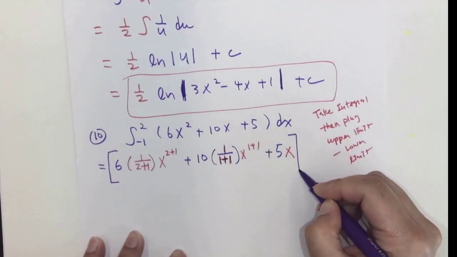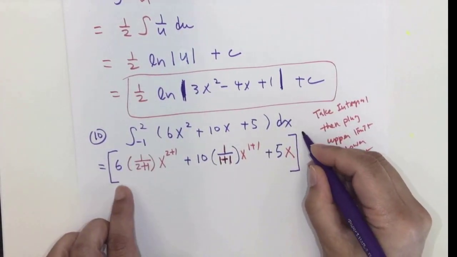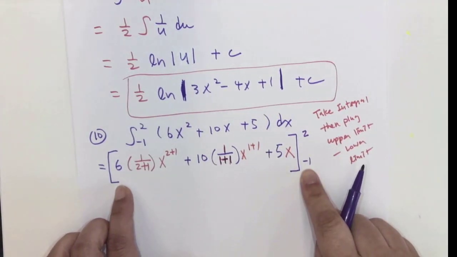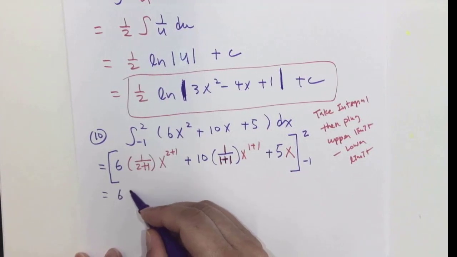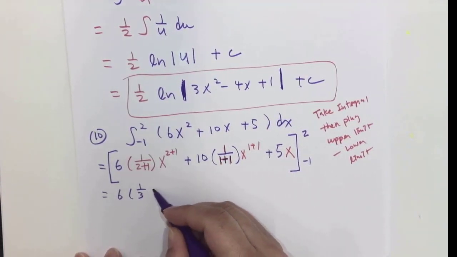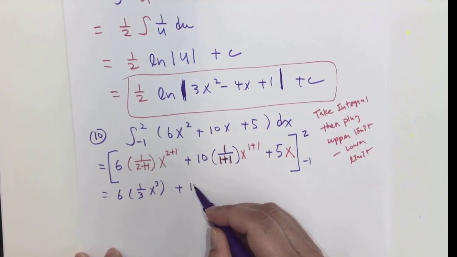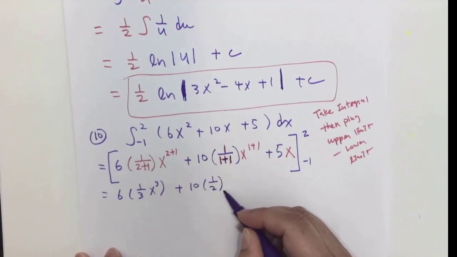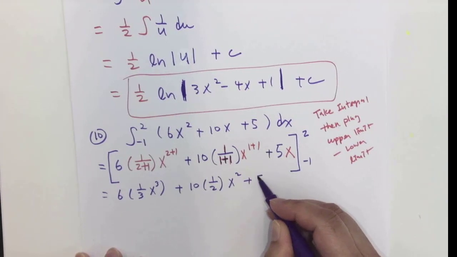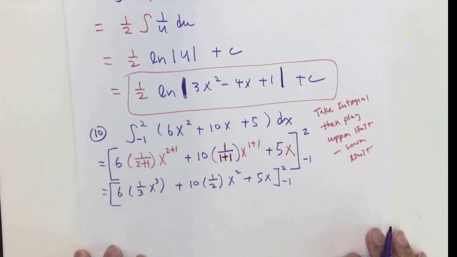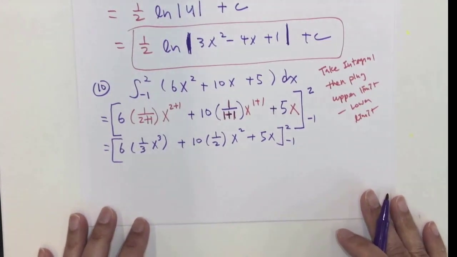Once we take the integral, we put it in brackets and put the upper and lower limit at the end. This is the notation, okay? So the first term is 6 times 1/3 x cubed. Second term is 10 times 1/2 x squared plus 5x, right? And this whole thing, later on, we need to do the upper limit, subtract the lower limit.